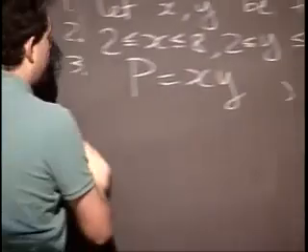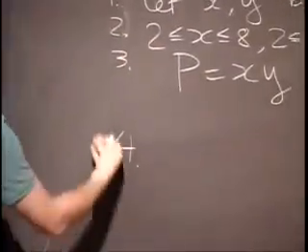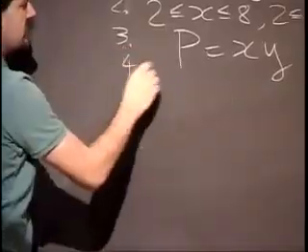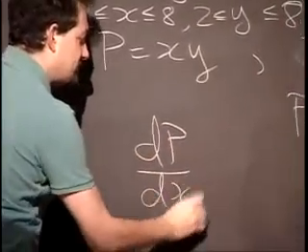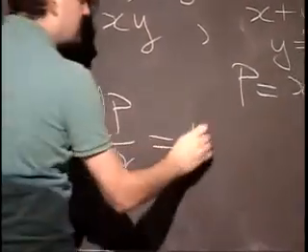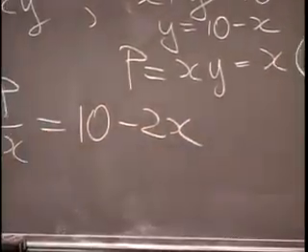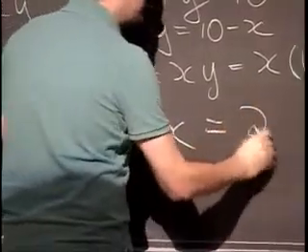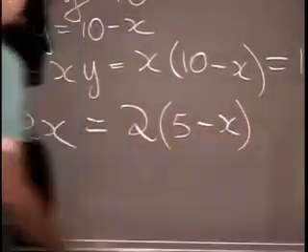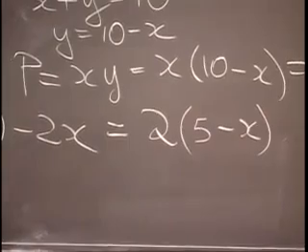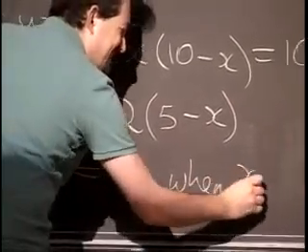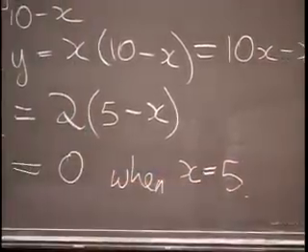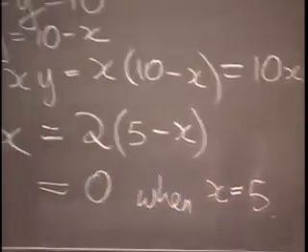Okay, so now step 4 says, well, that was actually step 4. 3 was to write down the variables. Step 5 is to differentiate. So if we differentiate this, we get dP/dx is equal to 10 minus 2x, which we can factor if we like. It's not that important to do so, but what the hell, we'll do it. 2 outside of 5 minus x, and you may as well notice that that equals 0 when x equals 5. Okay, so we have a critical point at x equals 5.